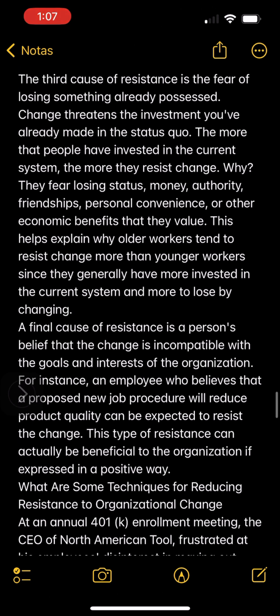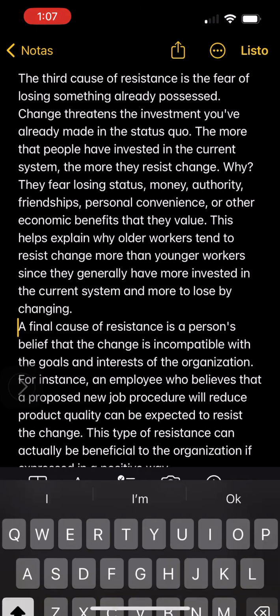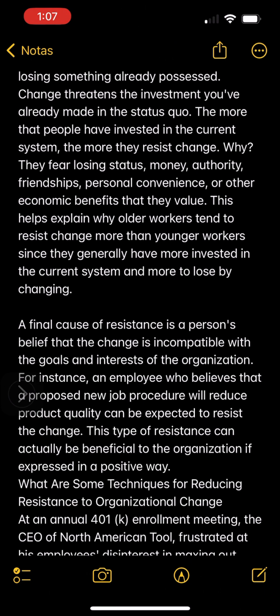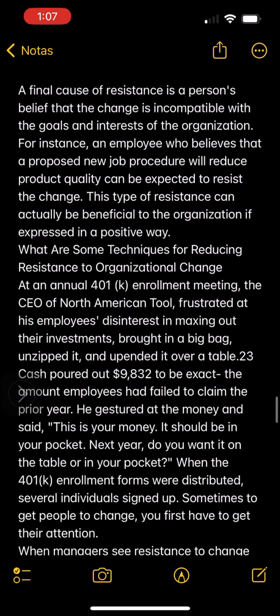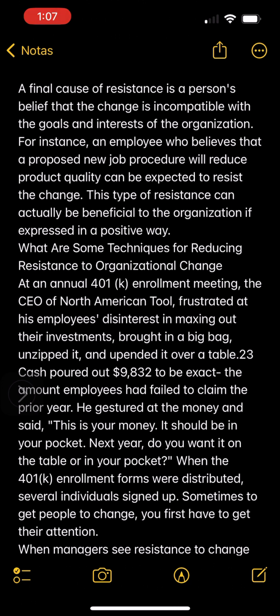A final cause of resistance is a person's belief that the change is incompatible with the goals and interests of the organization. For instance, an employee who believes that a proposed new job procedure will reduce product quality can be expected to resist the change. This type of resistance can actually be beneficial to the organization if expressed in a positive way. What are some techniques for reducing resistance to organizational change?